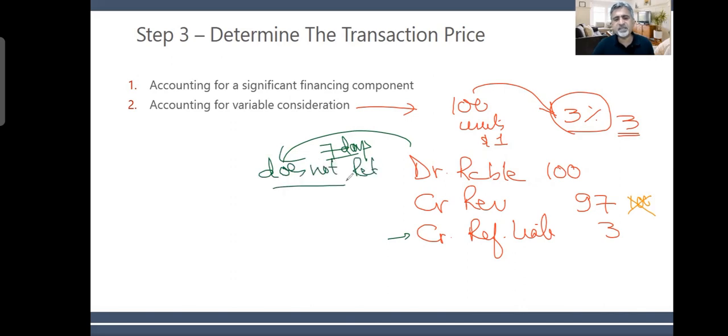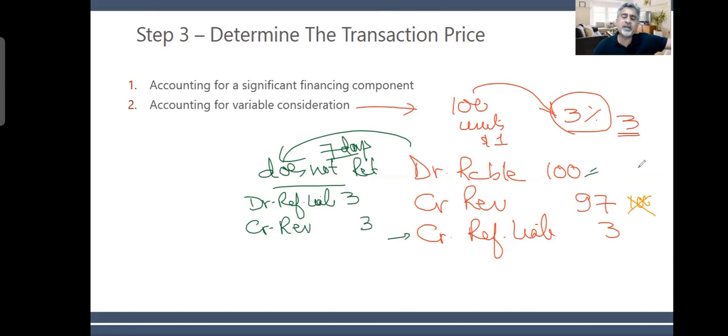The client says, I sold everything, I'm not returning anything. In that case, because you recorded less revenue, now you will say debit refund liability. You will not have any liability. You put 3, and you would say credit revenue, and you put 3.